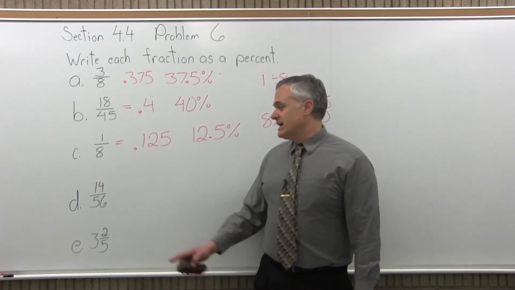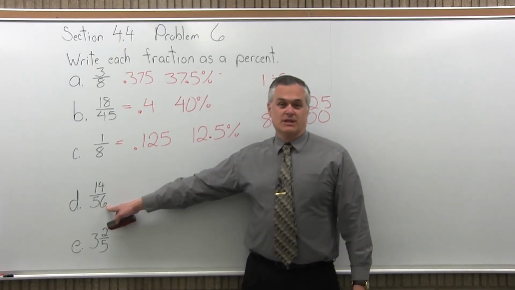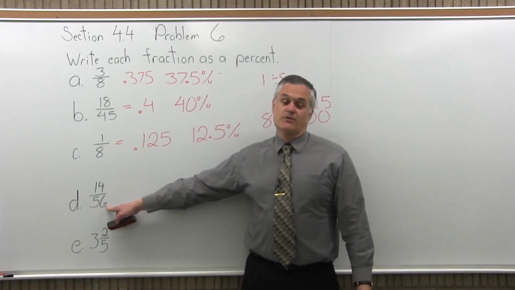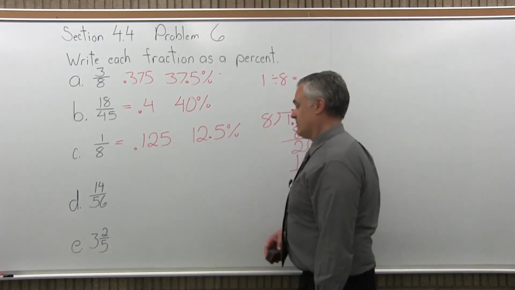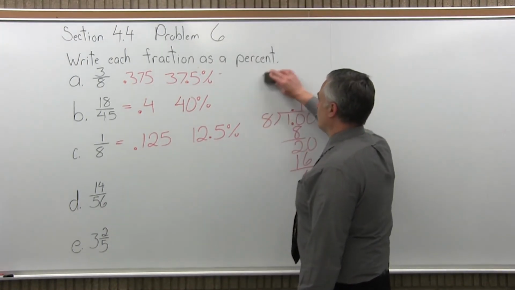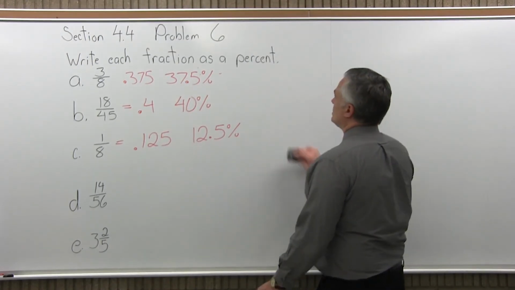The next one, 14 over 56. Make it into a percent. Same process. If you can, multiply something times the denominator to make it a 100. Well, 56, there's nothing you're going to find to make it 100 easily. No whole number. So same type of thing. I'll make a little room.